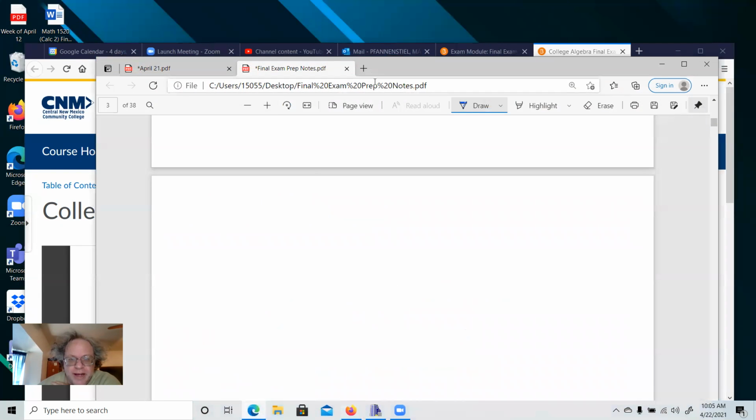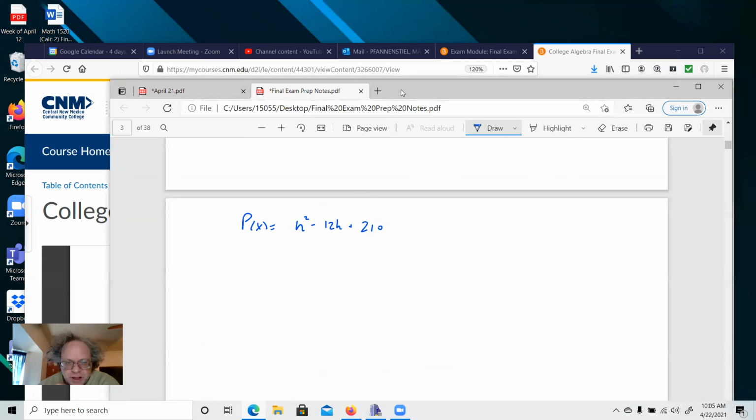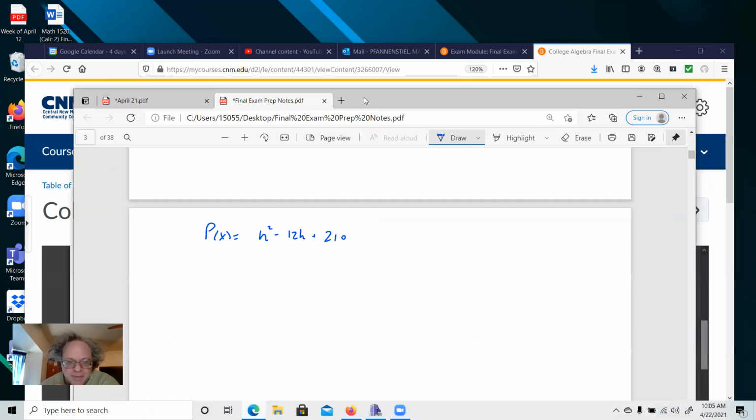Okay, so let's go ahead and write this down. So p of x is equal to h squared minus 12h plus 210. Okay, so let's see what we have here. What's the first thing they ask? What time does minimum power production happen?